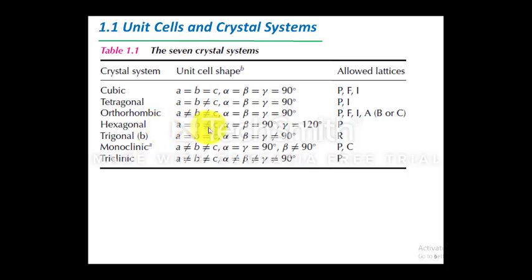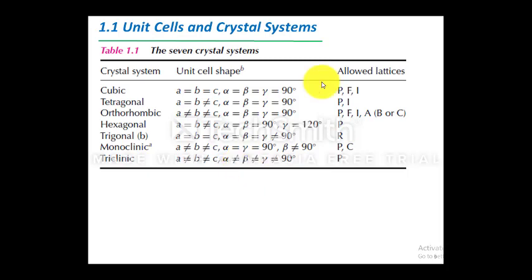In hexagonal, one length is unequal and also one angle is not equal to 90. In the trigonal crystal system, all of the lengths are equal, all of the angles are equal, but none of them is equal to 90 degrees. In the monoclinic structure, all of the lengths are unequal. The two angles alpha and gamma are equal to 90, and beta is not equal to 90. In the triclinic crystal system, all of the lengths are unequal and all of the angles are also unequal.